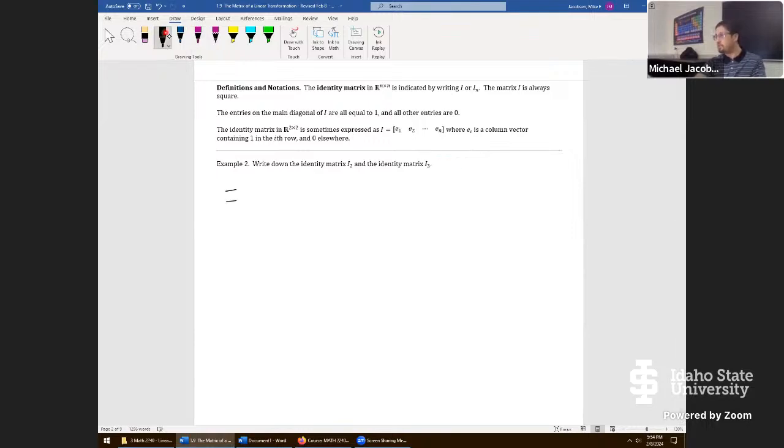First, if we write out I2, we could first indicate it as the matrix with e1, e2 for its columns. Then if we really want to write it down, this is really the end step here. e_i is the column vector containing 1 in the ith row. So e1 contains 1 in the first row, 0 elsewhere. e2 will contain a 1 in the second row, 0s elsewhere. And so it'll look like that. So that's our 2x2 identity matrix.